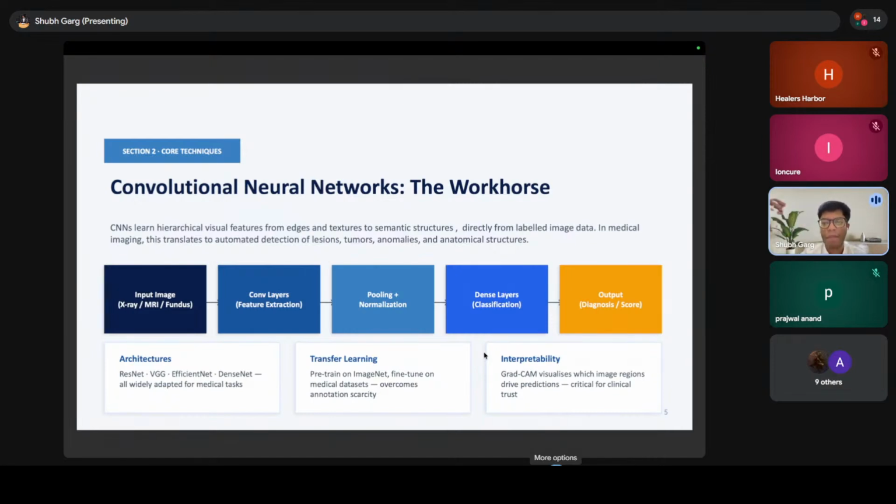And then there is Grad-CAM, a gradient-weighted class activation map. This is how we make CNN decisions interpretable. Grad-CAM produces a heat map over the input image showing which regions most influence the model's prediction. In a clinical setting, this is not optional. A clinician needs to understand why the model flags something before they act on it. A black box that says the patient has cancer is not clearly deployable. A system that says the patient has cancer and this is the region which drove the prediction is a tool which a clinician can engage with, basically.